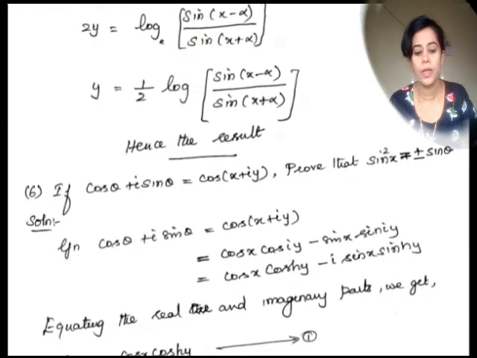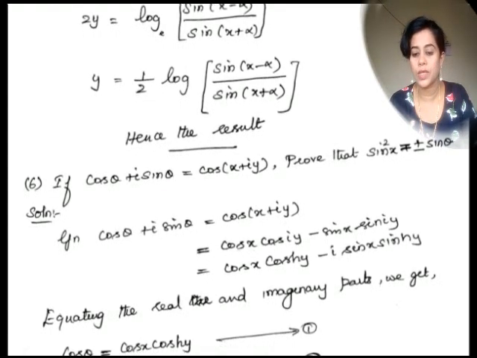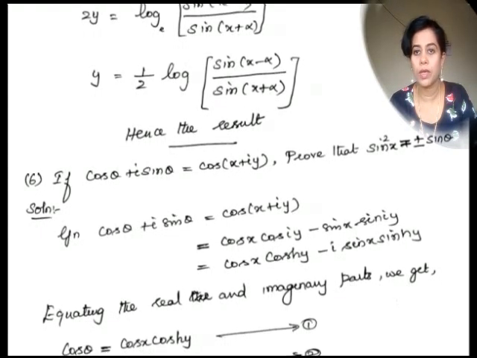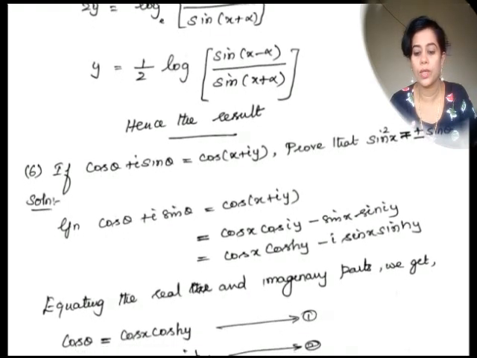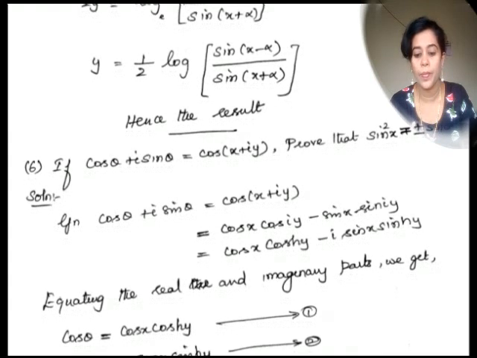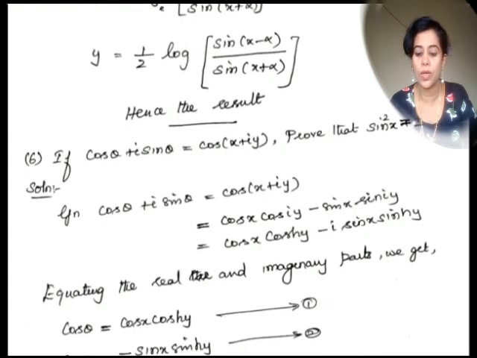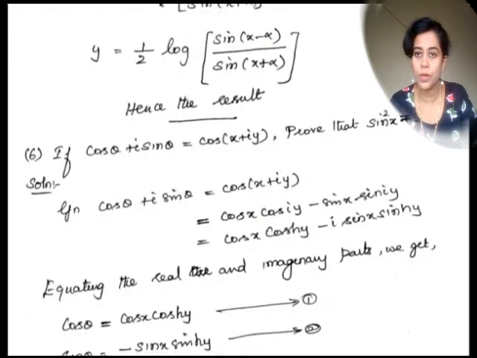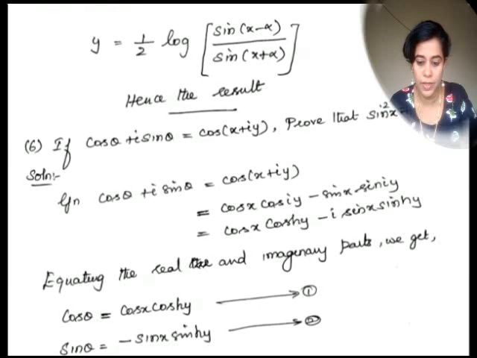Let me consider the given relation: cos theta plus i sin theta is equal to cos of x plus iy. According to the formula of cos of a plus b, it is cos x cos iy minus sin x sin iy. Cos iy can be written as cosh y, so therefore it is cos x cosh y. Sin iy is equal to i sinh y, so therefore the second term is minus i times sin x sinh y.